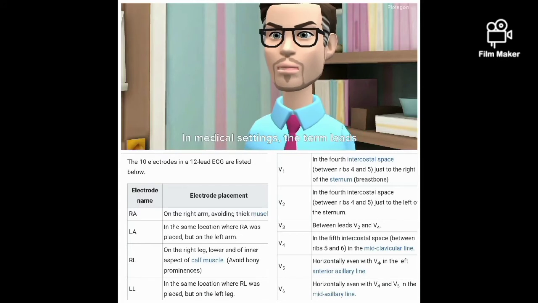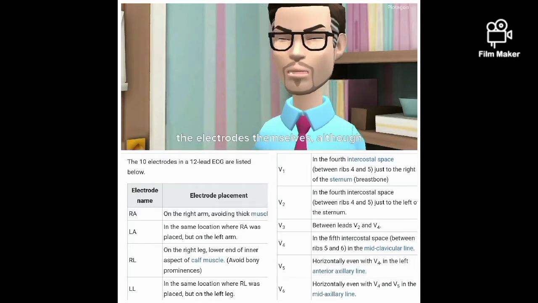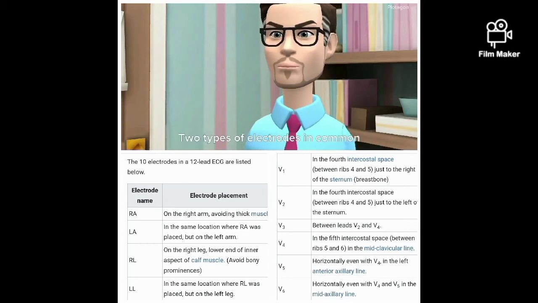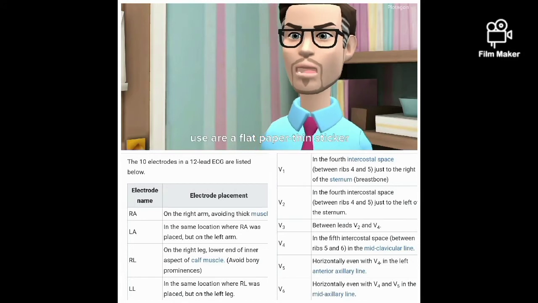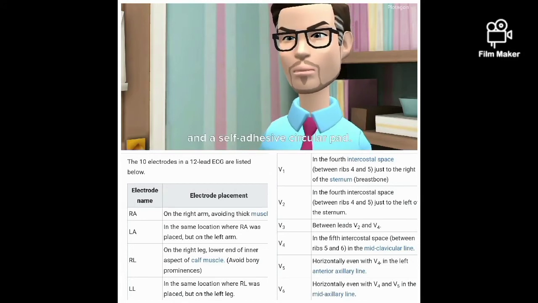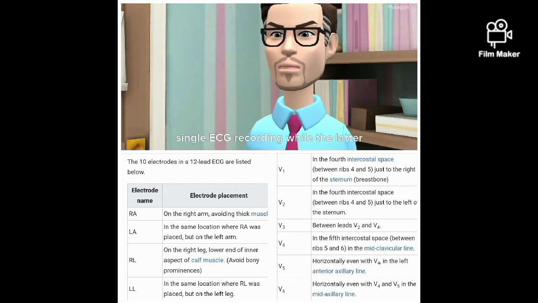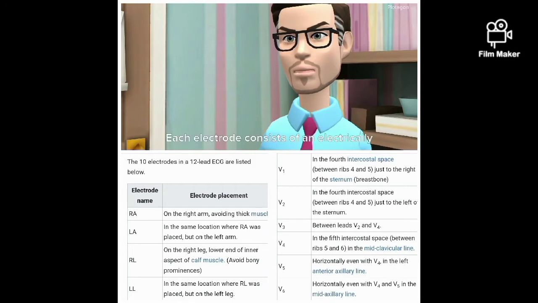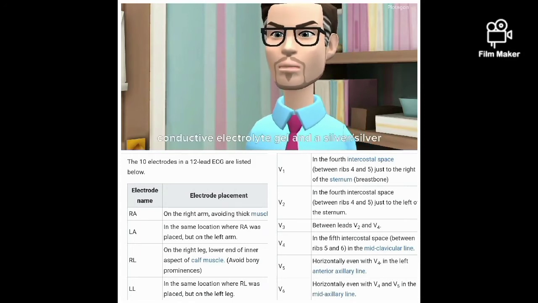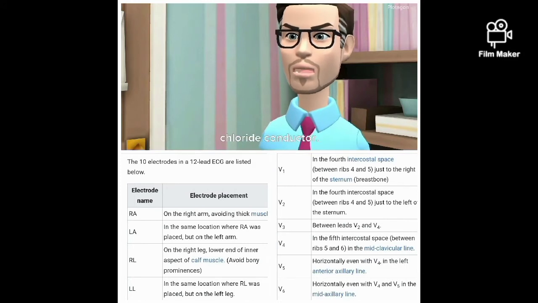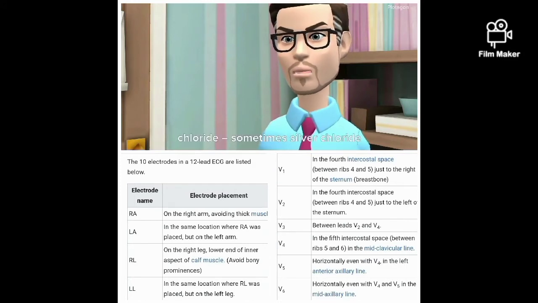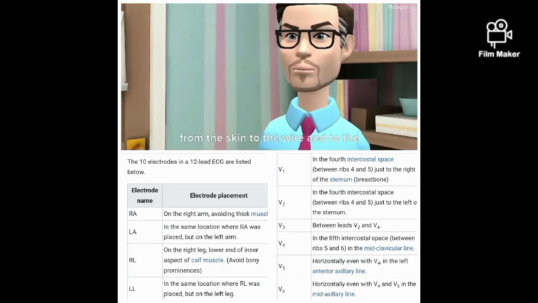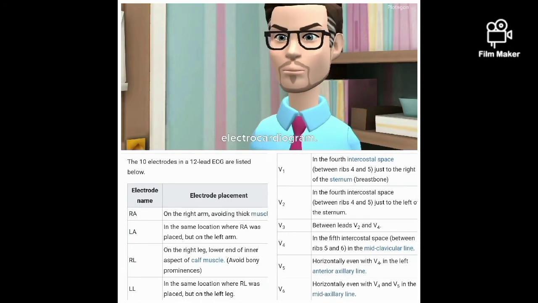In medical settings, the term leads is also sometimes used to refer to the electrodes themselves, although this is technically incorrect. Two types of electrodes in common use are a flat paper-thin sticker and a self-adhesive circular pad. The former are typically used in a single ECG recording, while the latter are for continuous recordings as they stick longer. Each electrode consists of an electrically conductive electrolyte gel and a silver chloride conductor. The gel typically contains potassium chloride, sometimes silver chloride as well, to permit electron conduction from the skin to the wire and to the electrocardiogram.